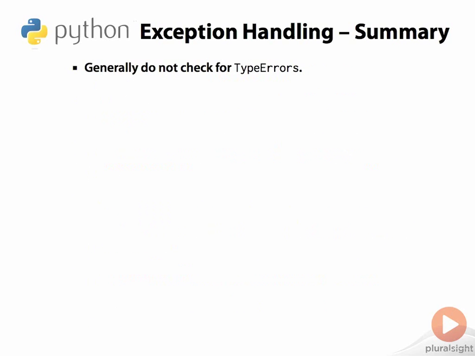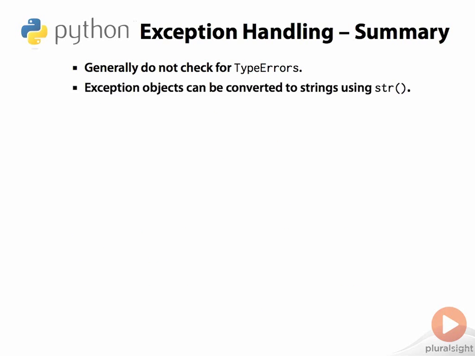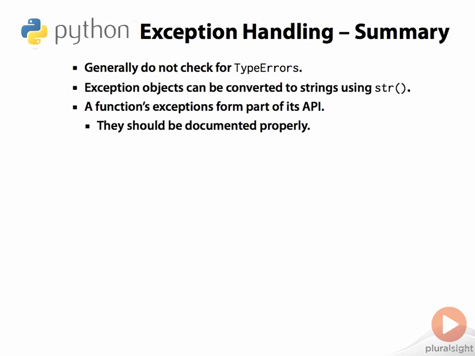We tend not to routinely check for type errors. To do so would negate the flexibility afforded to us by Python's dynamic type system. Exception objects can be converted to strings using the str constructor for the purposes of printing message payloads. The exceptions thrown by a function form part of its API and should be appropriately documented. When raising exceptions, prefer to use the most appropriate built-in exception type.